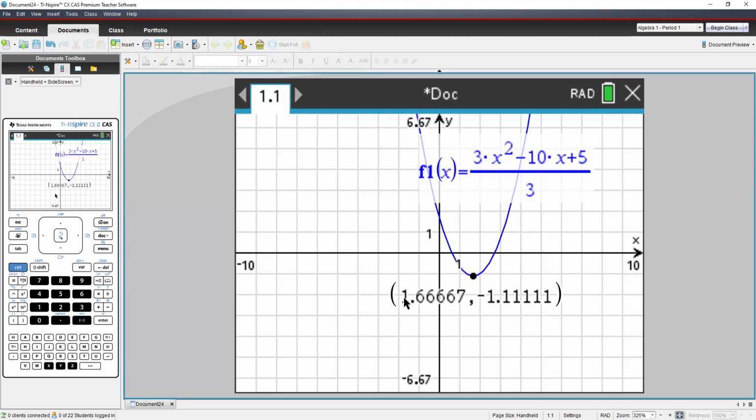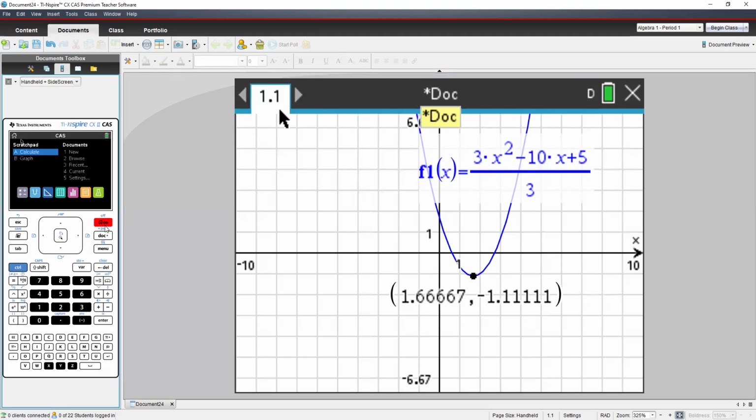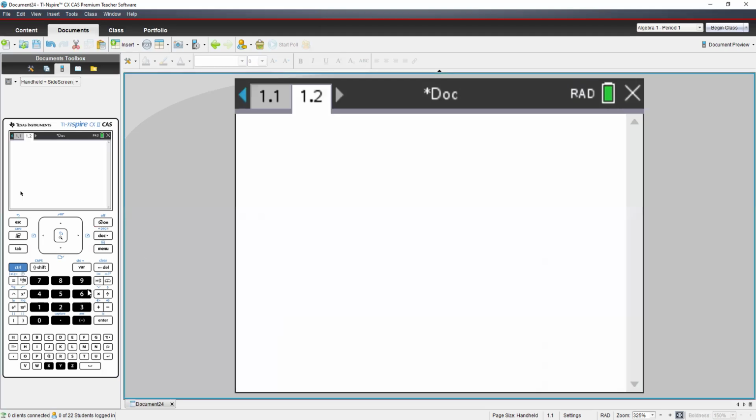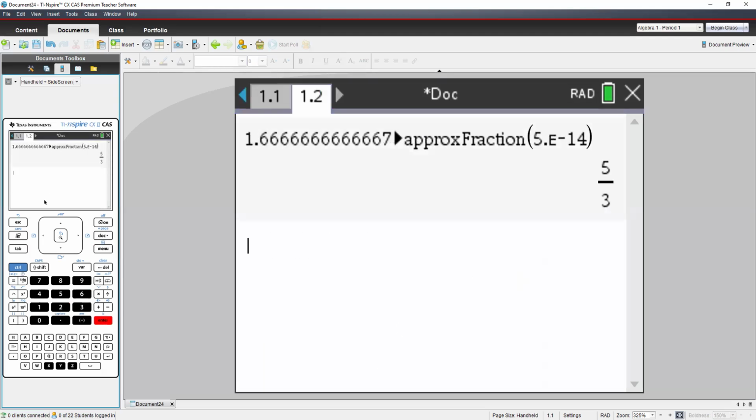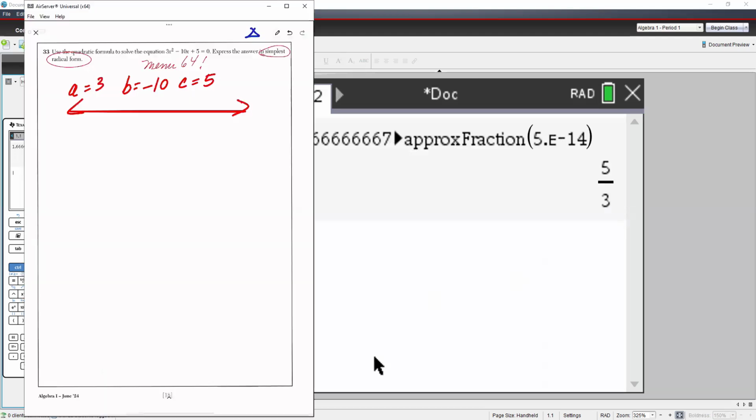So let's do that. So 1.6666, okay, let me show you how to do that. We're going to go to the calculate, and then we're just going to put in a bunch of sixes. I don't know how many to put. I usually go over to the dock, and then I do menu 2 2. And then I press enter. So it's going to be 5 over 3. So my answer is going to be x equals 5 over 3 plus or minus.